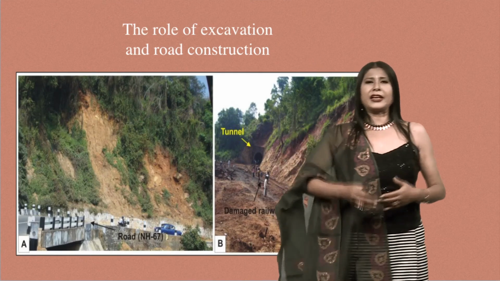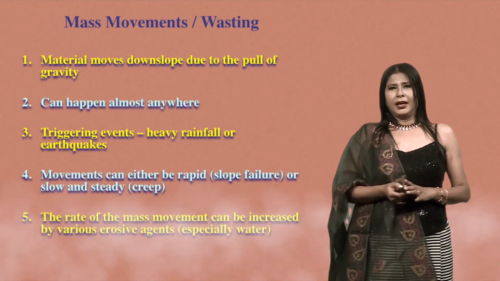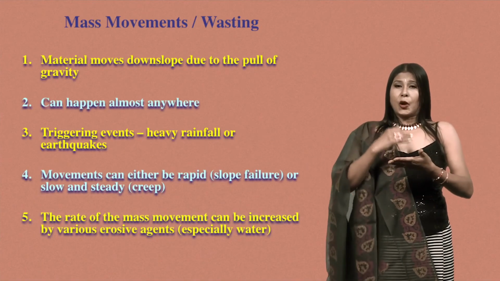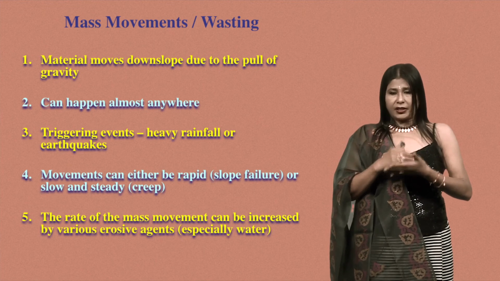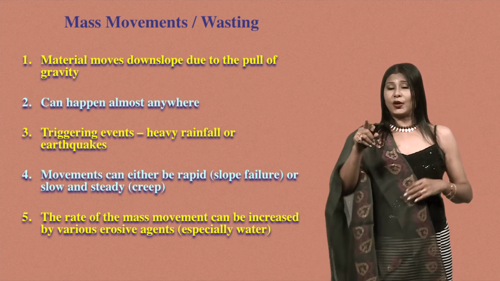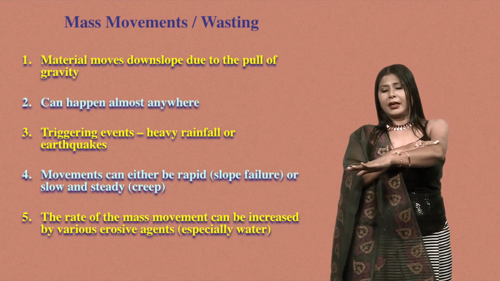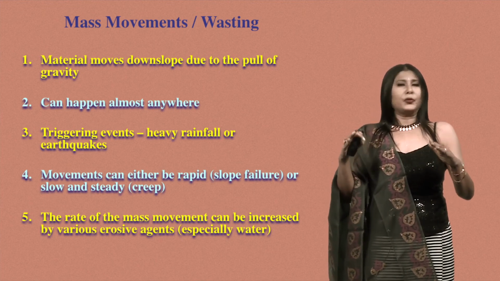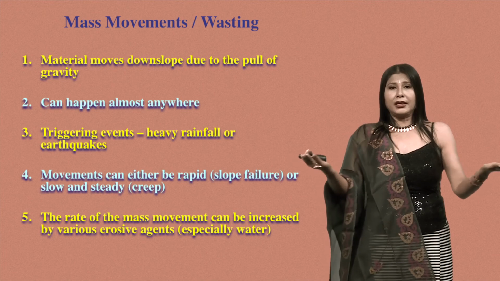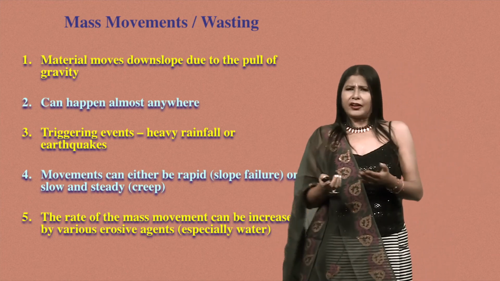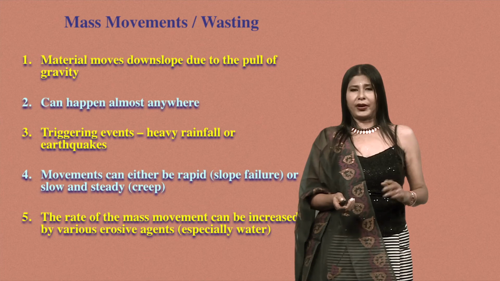So let us summarize the whole thing. Mass movement or mass wasting: material moves downslope due to pull of gravity. First, it can happen almost everywhere. Why I say almost? Because it is not very effective at the flat area, but we do not have an absolutely 180-degree flat area, it is very rare. So, it happens almost everywhere.